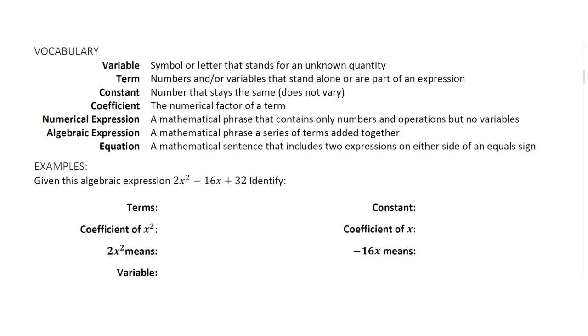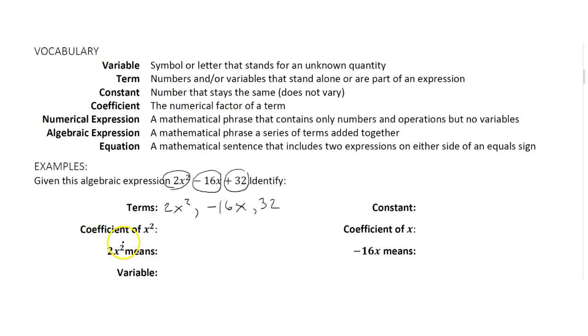Now let's practice some of the vocabulary you will need in this unit. I will demonstrate with this example. In an expression, the terms are the groupings that are separated by plus and minus symbols. Circle the term including the sign in front of it. The terms in this expression are 2x squared, negative 16x, and positive 32.